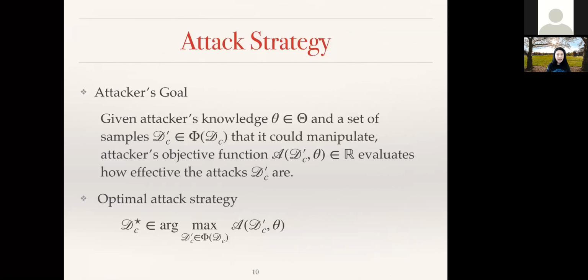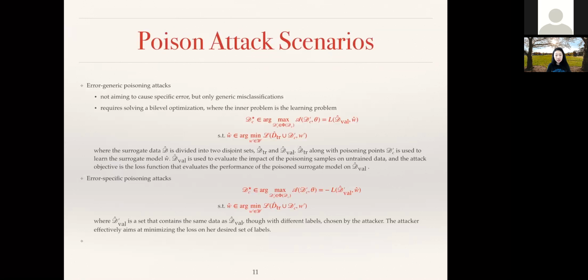So there is this attack strategy, which is basically an optimization problem if you think about it. But unfortunately, it is going to be a bi-level optimization. Of course, depending on the attacker's goal, whether it is an error-generic poisoning attack or an error-specific poisoning attack, both scenarios are very different, but both finally converge to a bi-level optimization problem, right? With the outer loop being optimizing over the D_c and the inner loop optimizing over the omega.